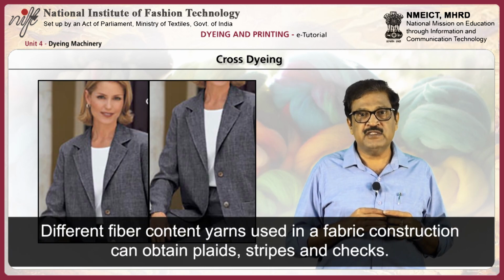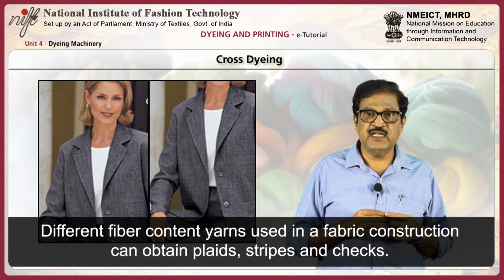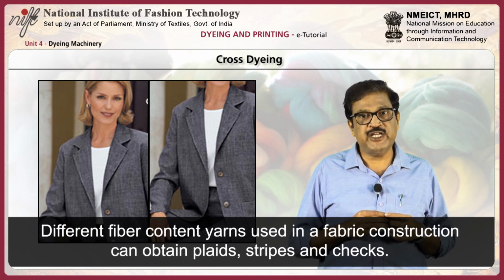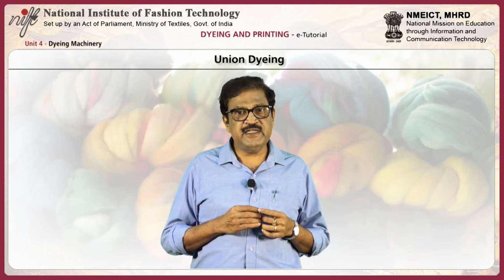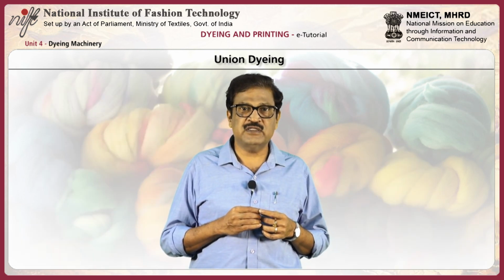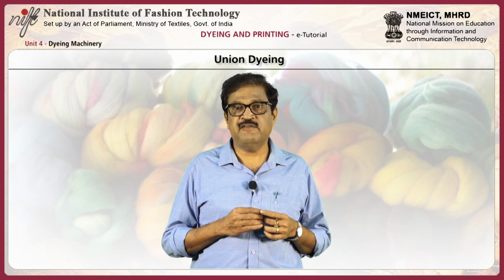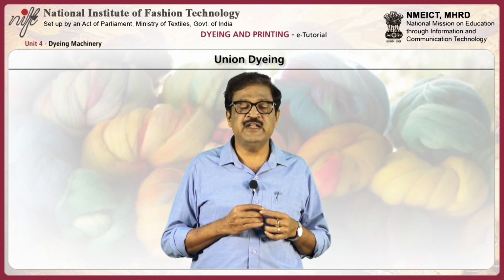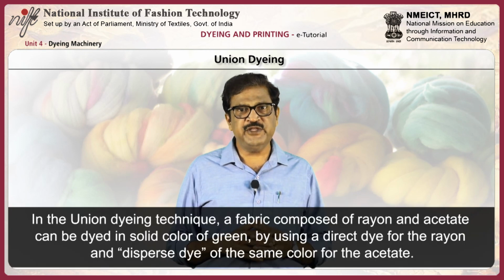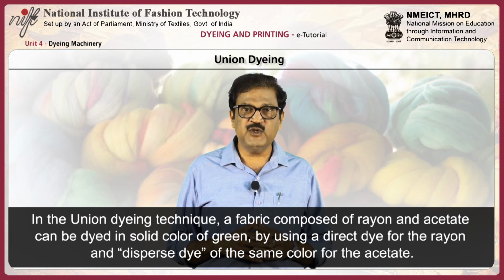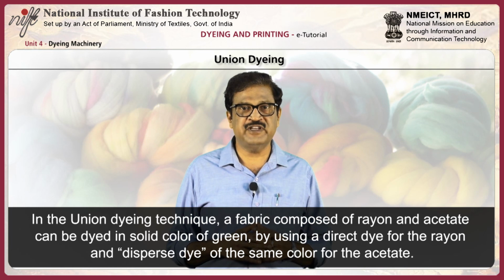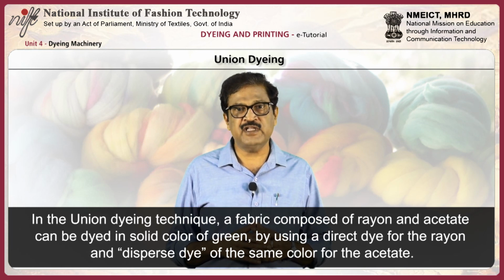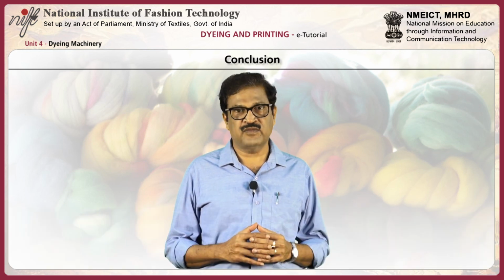Different fiber content yarns used in a fabric construction can obtain plaids, stripes and checks. Union dyeing. This is also another concept, coloration of blended fabrics. It is used to achieve a single solid color in blended fabrics. In the union dyeing technique, a fabric composed of cotton and polyester can be dyed in a solid color of green by using direct dye for the cotton and disperse dye for the polyester, in the same color.